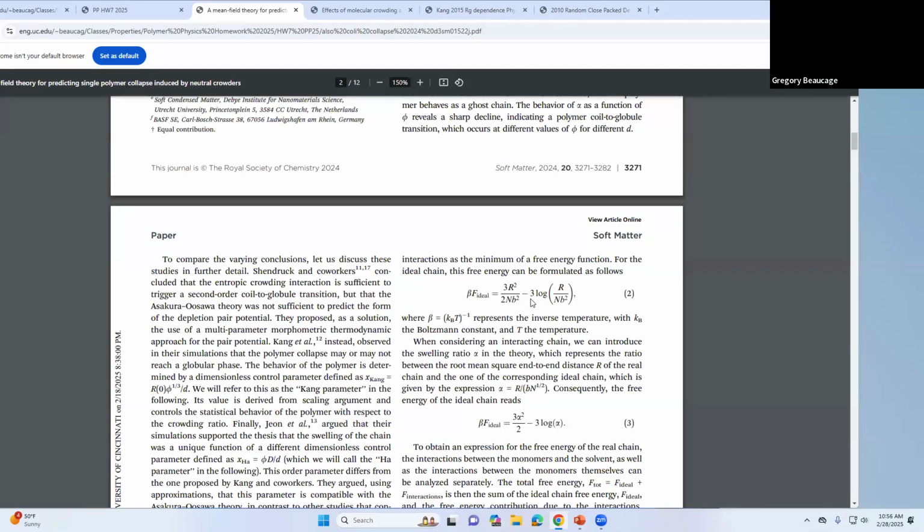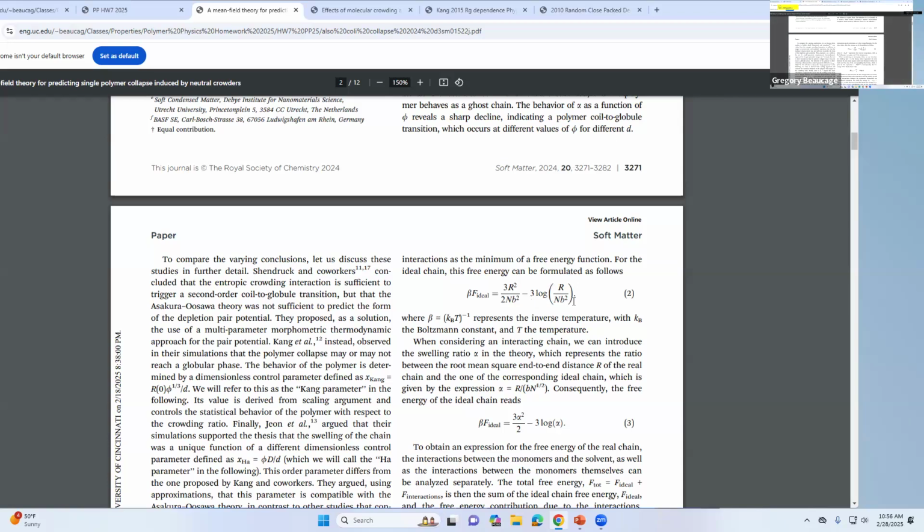Right, so anyway, that's the answer to that. That's the prefactor, and this ends up being alpha.